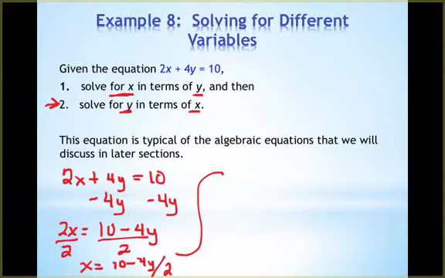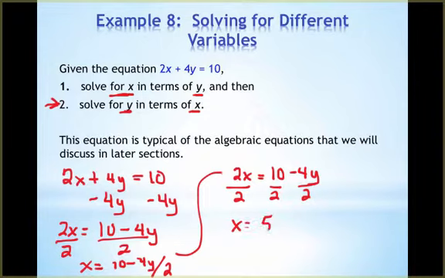Or another way I can do that problem is on the last step, rather than dividing the entire thing by 2, I divide each individual term by 2, and I get 5 minus 2y, because 10 divided by 2 is 5, and 4y divided by 2 is 2y. And I could leave the answer like that.